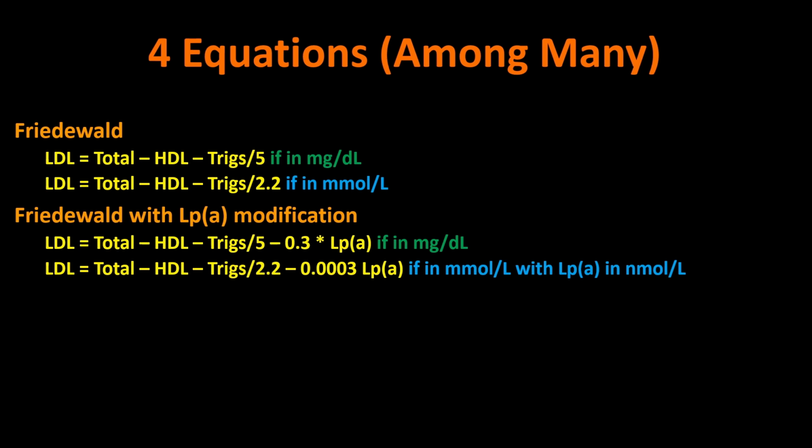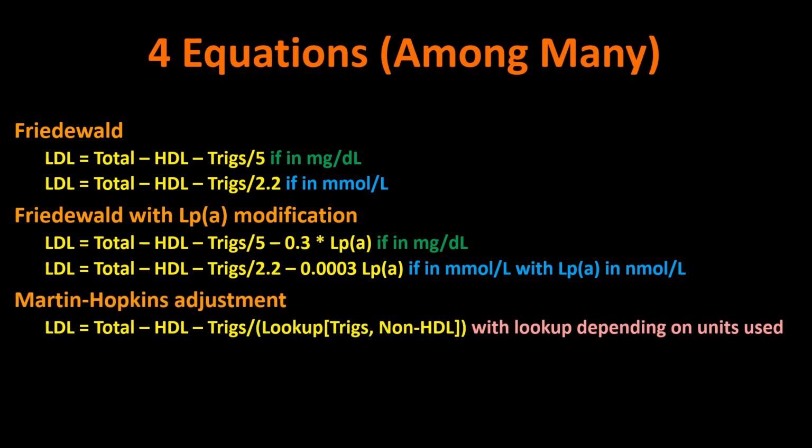And the reason the number is so small when you're dealing with millimoles per liter is that Lp(a) is typically measured in nanomoles per liter when it's using that unit. And quite often I will get my results in those units. So that's why the difference there. So it's just a way for accounting for some discrepancies that are quite often seen in the differences between this equation and the measured amount.